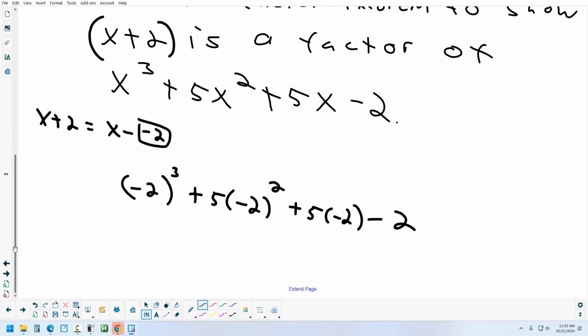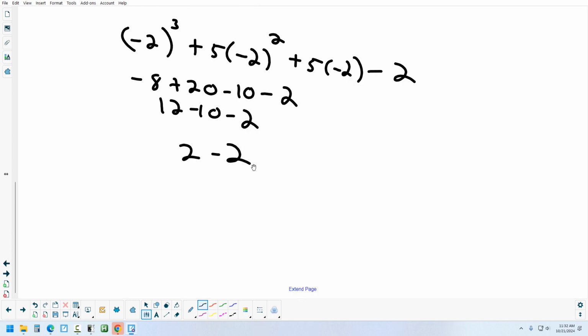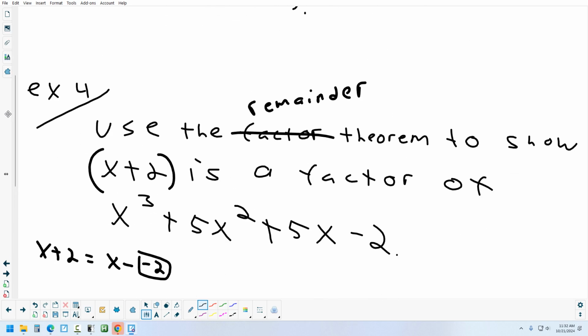Okay, let's see what we get. What's negative 2 cubed? Negative 8. What's negative 2 squared? 4. Times 5? 20. Minus 10 minus 2. Okay, what's negative 8 plus 20? 12. What's 12 minus 10? 2. And 2 minus 2? 0. And what is that 0? That's my remainder. And because the remainder comes out to 0, what does that mean about x plus 2? It's a factor. It's a factor, exactly.